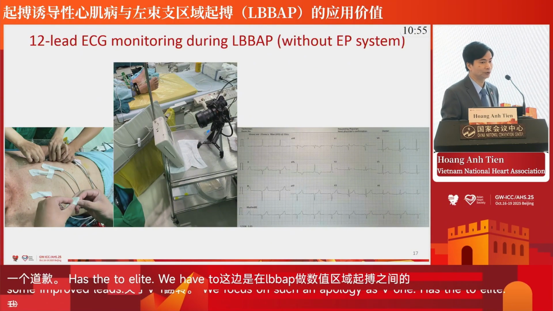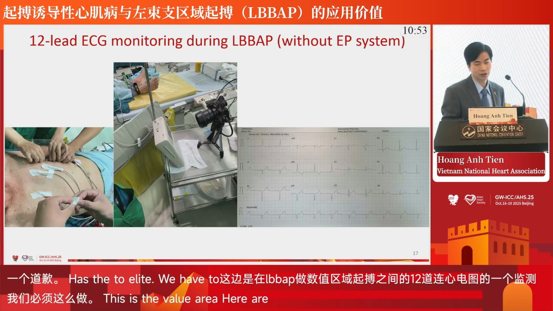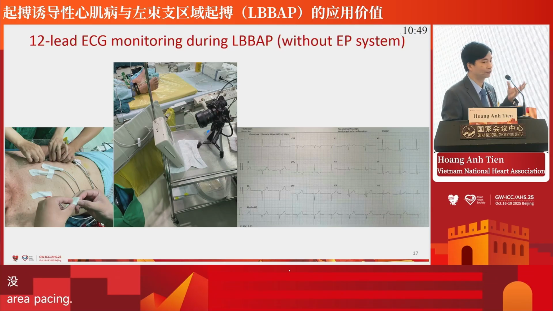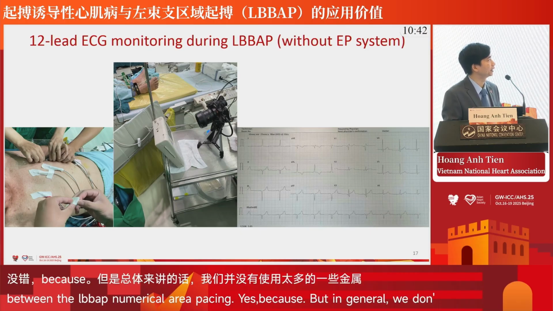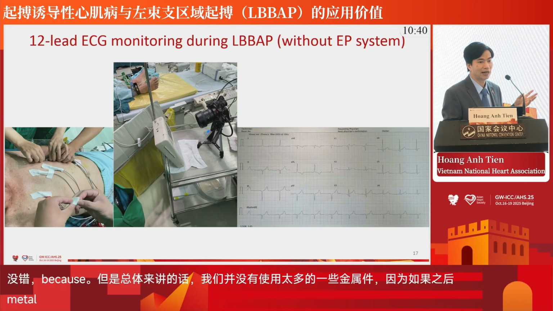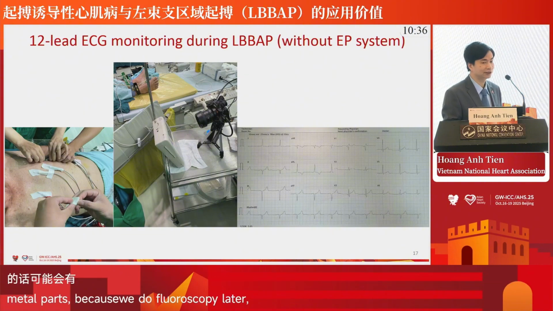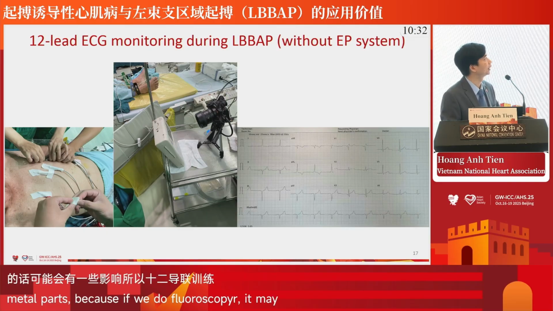This is to ensure that we don't use a lot of metal, because inside the fluoroscopy it can obstruct the X-ray. And so we can give live transmission of the 12 lead EKGs to the monitor. And here we print out the monitor.